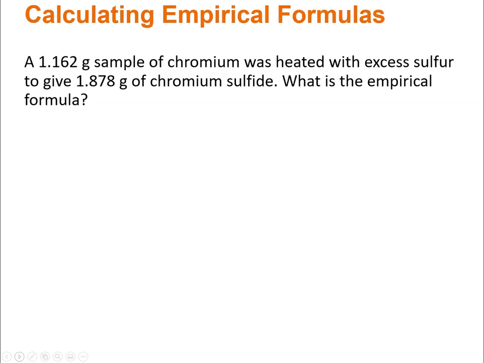Now I'm going to show you an example of how to calculate an empirical formula. A 1.162 gram sample of chromium was heated with excess sulfur. We have some mass of chromium sulfide that we made. What is the empirical formula? We've got a lot of information here. We need to put it all together in a way that's kind of easier to understand than a word problem.